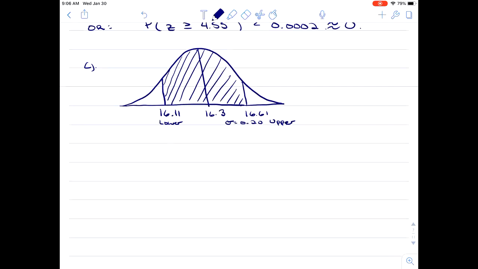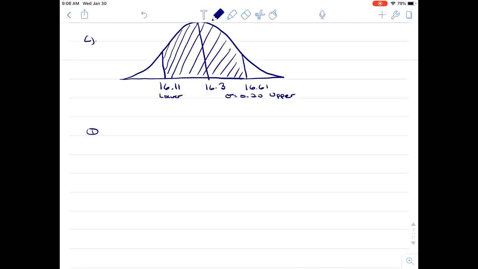Because what we're gonna do is treat these independently, right? We're gonna find a Z score for the lower value and a Z score for the upper value. The reason I'm writing lower and upper, we could just do 16.11 and 16.61, but I want you to have it in general terms.